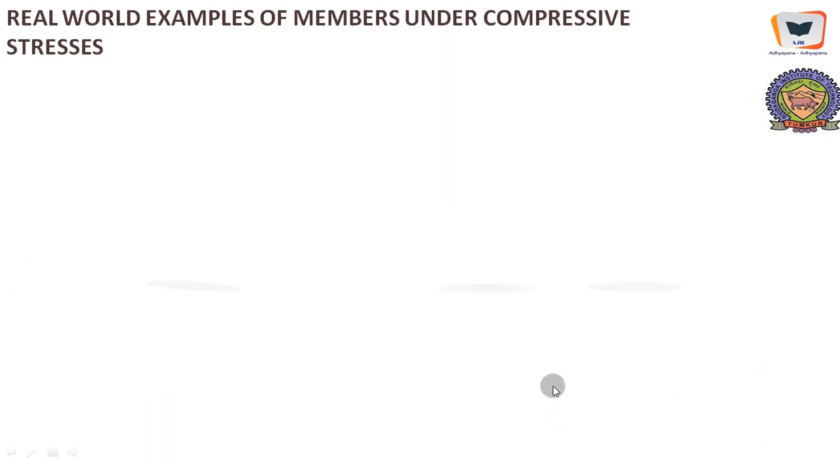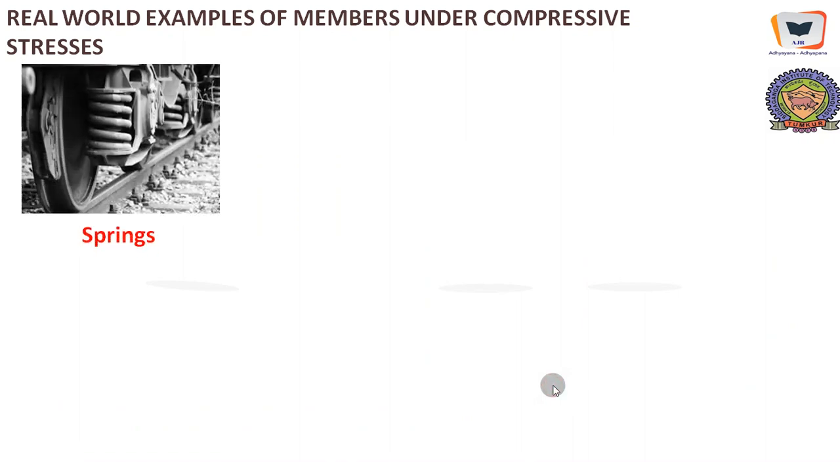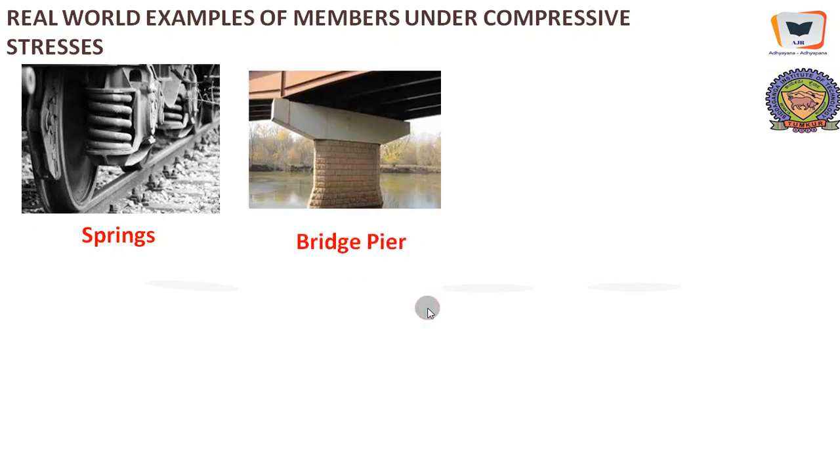Real world examples of members under compressive stress are here. The helical springs near the railway wheel, train wheel or bogie wheel, will be subjected to compression. They will be taking the shocks, and when speed changes, they will be subjected to huge compression. And here this is the pier of a bridge, and the pier of a bridge is the best example of a structural component which will be subjected to compression.